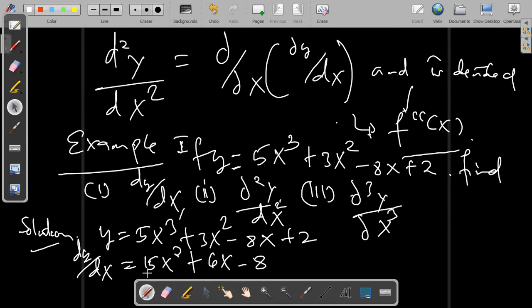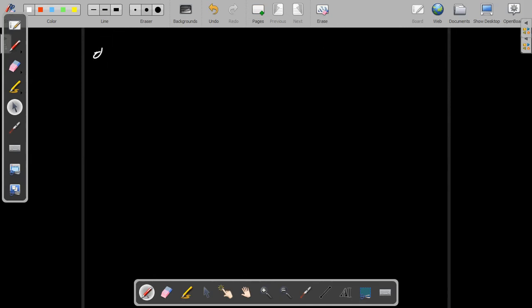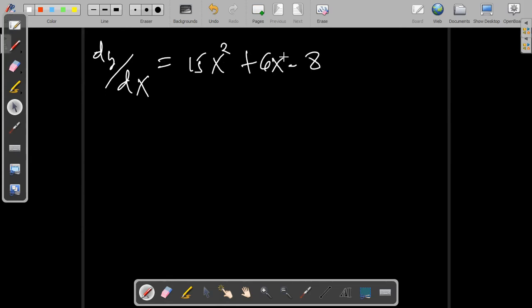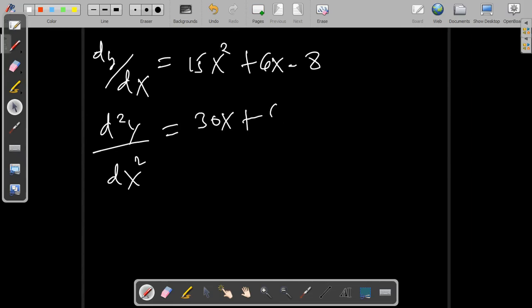Now we apply the second order derivative from the first order derivative of the function, that is dy over dx equal to 15x squared plus 6x minus 8. From this derivative we apply the second order derivative, d squared y over dx squared, which is equal to 2 times 15, which is 30x, plus 6. Now this is the second order derivative.